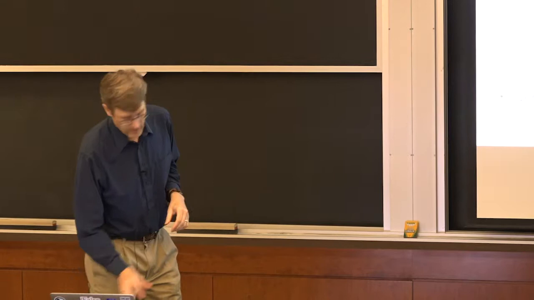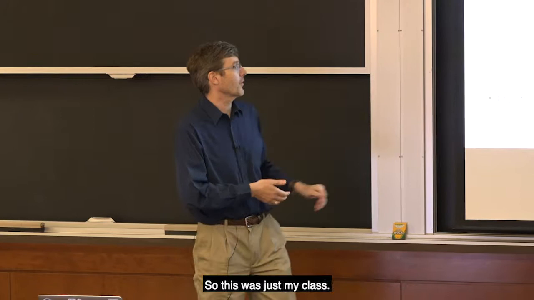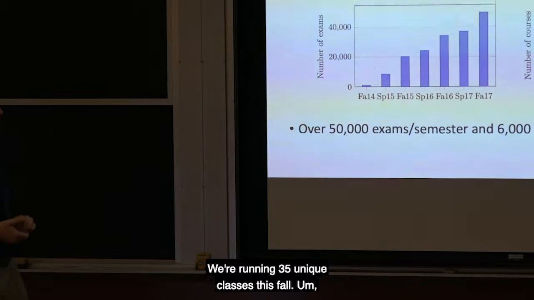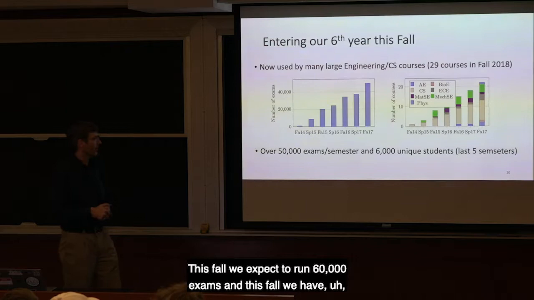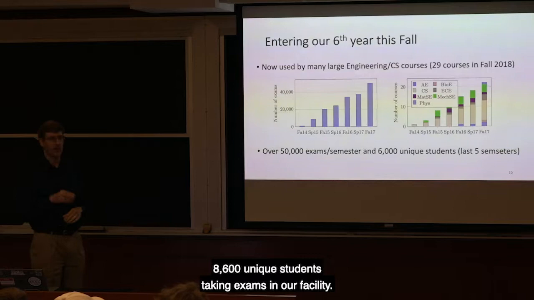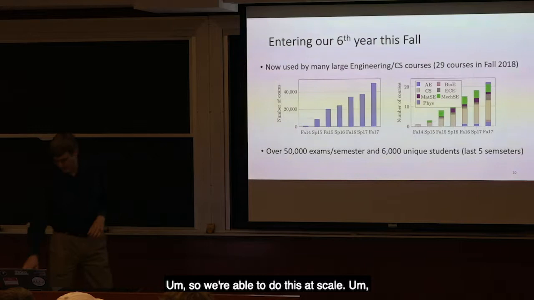So we're in our sixth year now. It started with my class 5 years ago, so this was just my class. We've been adding about 3 to 4 classes per semester. We're running 35 unique classes this fall. We run over 50,000 exams per semester. This fall we expect to run 60,000 exams, and we have 8,600 unique students taking exams in our facility. So we're able to do this at scale, and we've been doing it for a while, so we feel like we have a bunch of the kinks knocked out.